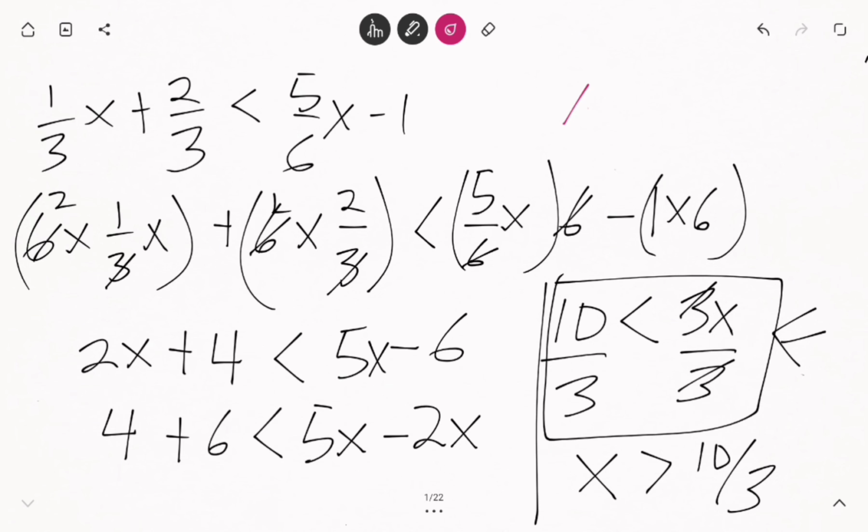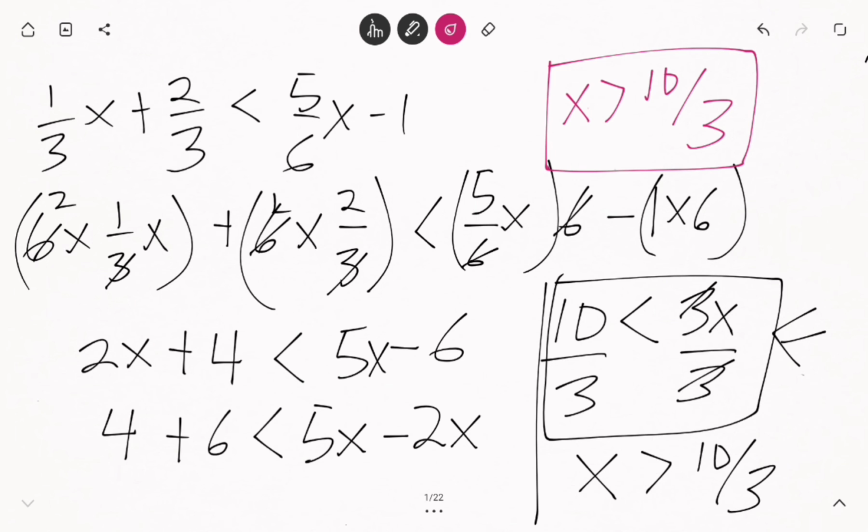So my final answer is x greater than 10 over 3, and this is what you should get if you solve the example that I just gave.